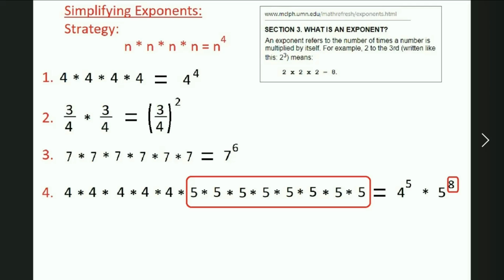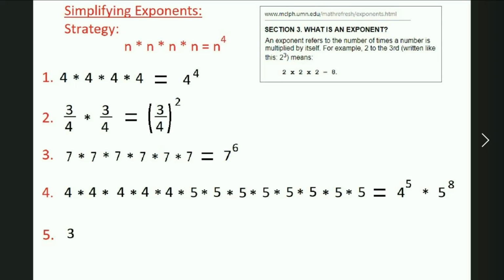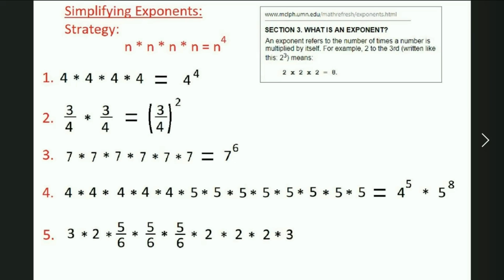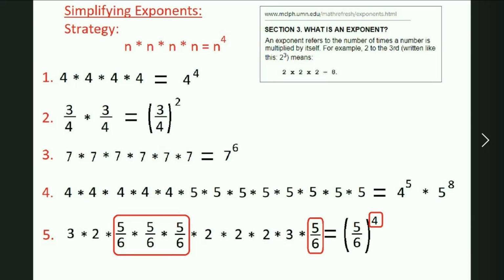What do you see in some other situations? Well, let's look at number 5. Number 5 has a 3 times 2 times 5/6 times 5/6 times 5/6 times 2 times 2 times 2 times 3 times 5/6. All right, so all we're doing is finding the bases that match. This is sort of like combining like terms, but again, we're not dealing with variables right now. We're just dealing with constants.